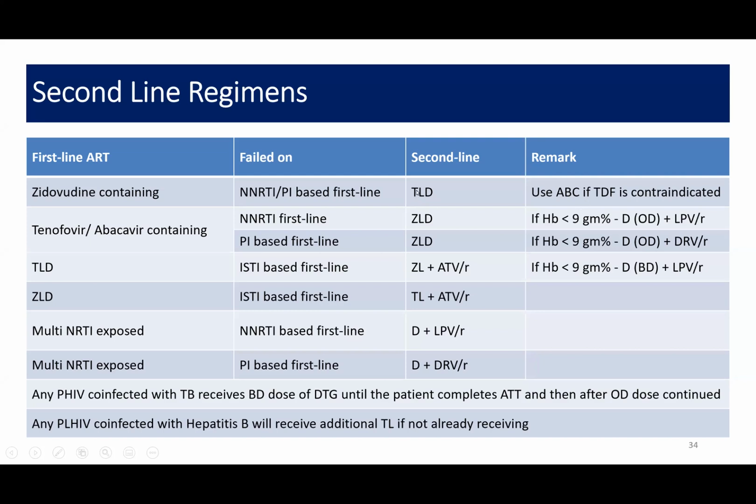And if tenofovir is contraindicated because of nephrotoxicity or renal toxicity, in place of tenofovir, we will be using abacavir. Now, for tenofovir, abacavir containing first line ART, obviously in second line you will be using zidovudine. And if you cannot use zidovudine because of anemia, then you will have to use lopinavir, ritonavir. That I'll come to. If this patient is on NNRTI based first line ART, then as tenofovir or abacavir was used in the first line, the second line will be zidovudine based. And if PI was used as first line, then again ZLD will be in the second line.